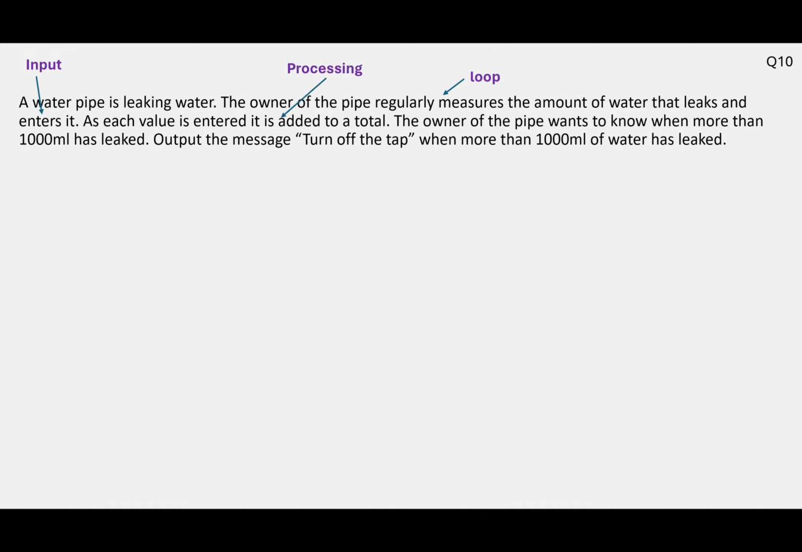Okay. As we enter each value, we need to add it to a total. We've got some processing there, and we've got some more processing here because we have to figure out when more than 1000 milliliters has leaked. And finally we're going to output this message, turn off the tap when more than 1000 milliliters of water has leaked. So we need a loop that's going to keep repeating until the total is greater than 1000.